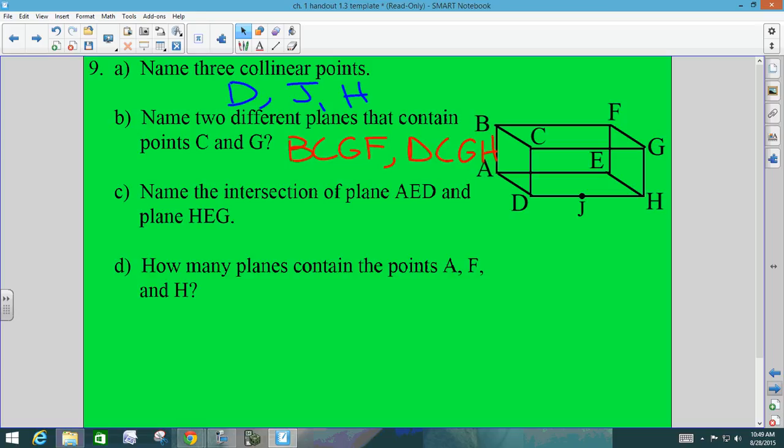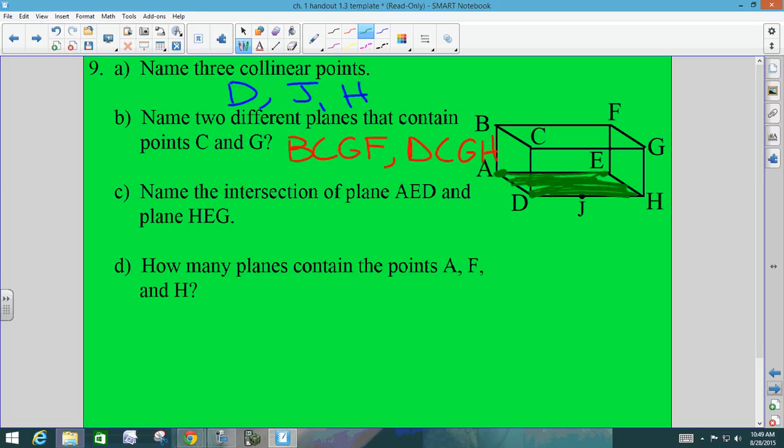That's the same plane. Yes, exactly. Then, what part of the box is plane AED? Is it the top, bottom, left, right, front, back? AED. Here's A. Here's E. Here's D. Good.